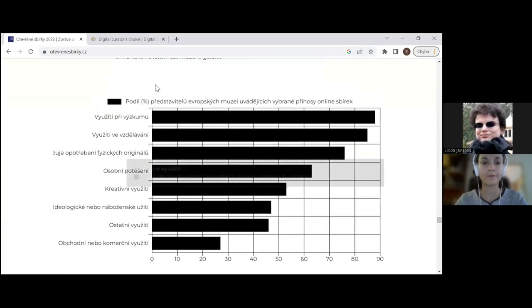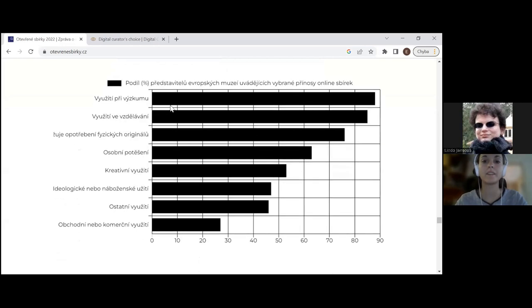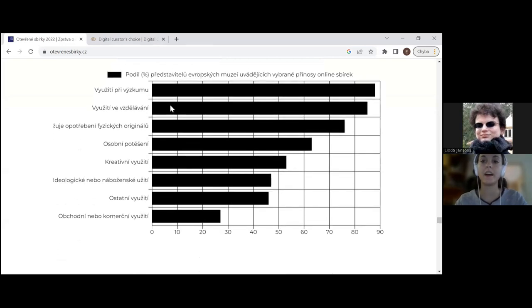So here you can see other answers in the questionnaire. It's how many European museums answered the question about their online catalog, how those digitalized items are used. And you can see that only a few of them are used for commercial usage. Other uses are for research, for study, for personal enjoyment from seeing it on the internet, for creative usage and other things.